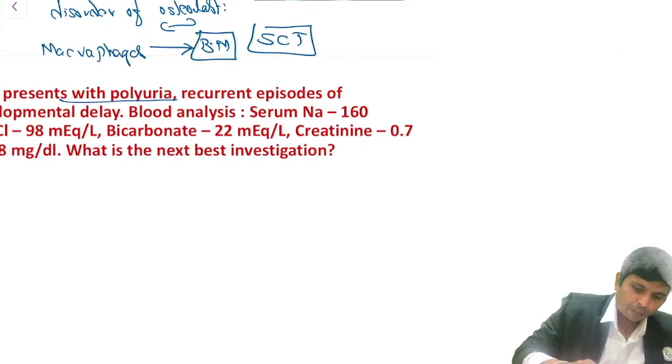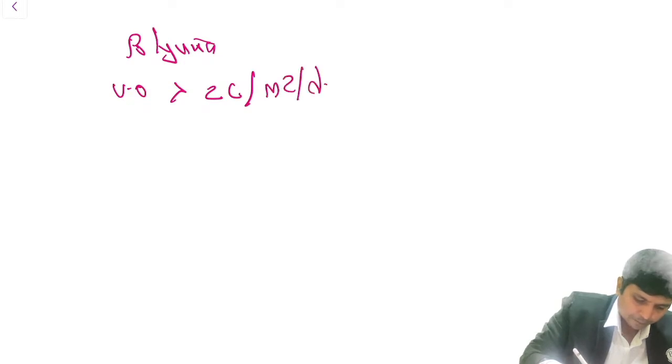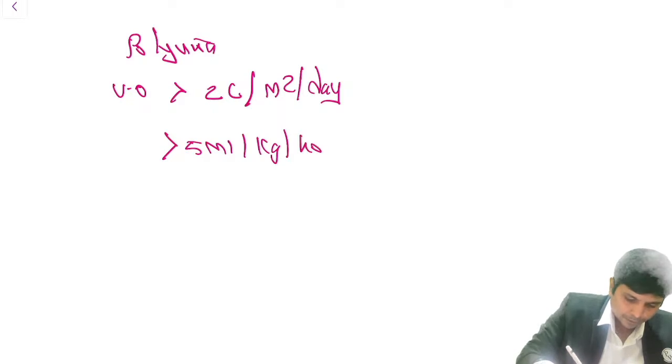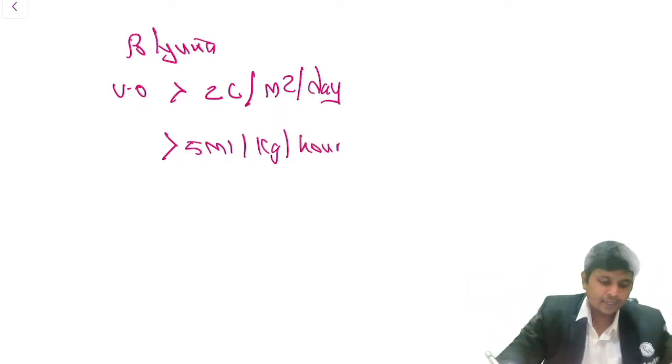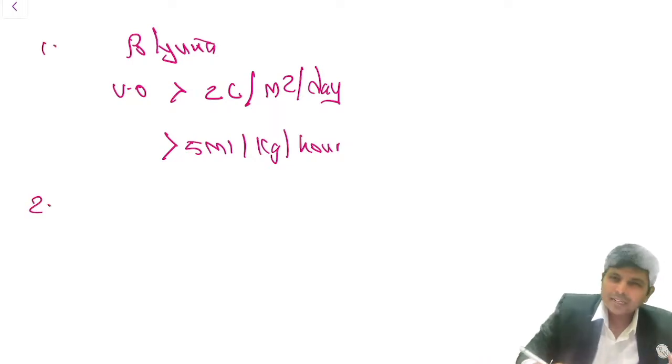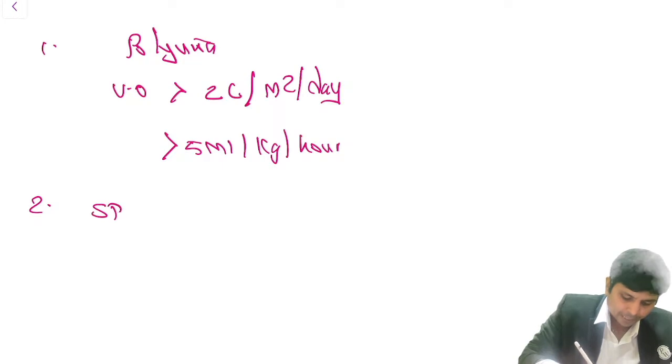So I will give you a general approach to polyuria. Dear students, let me give you an approach to polyuria. What is called polyuria? Polyuria means a urine output of more than 2 liter per meter squared per day, or more than 5 ml per kg per hour. This is called polyuria. Kindly rule out structural causes like spina bifida.